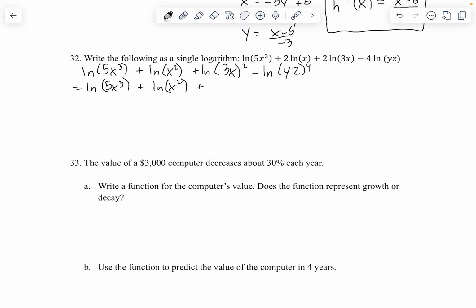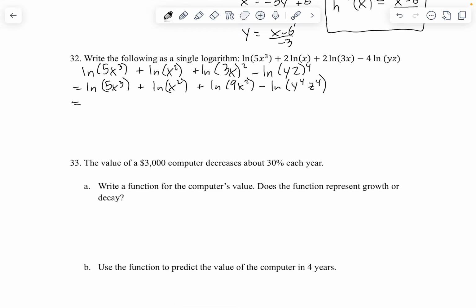Okay, so then here, 3x, the whole thing is squared. I can write that as, so 3 squared is 9, and then x squared, so it becomes 9x squared. And then over here, I can apply that exponent to the y and the z individually. So I get y to the fourth, z to the fourth.